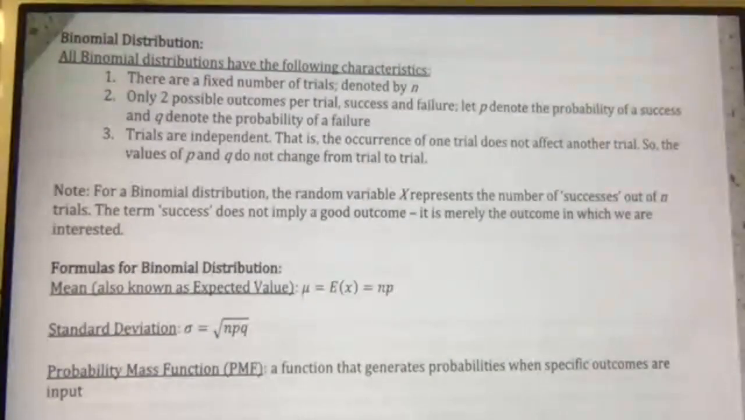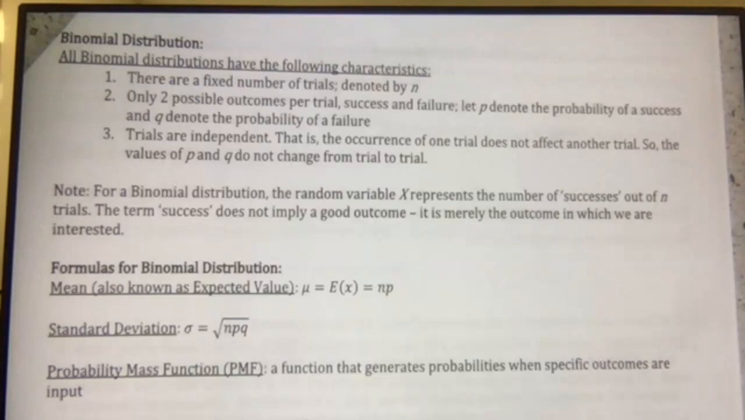All right, so binomial distributions. All binomial distributions have the following characteristics. Going back, we talked about distributions before. Now it's just a specific type of distribution, so we're getting more specific. There's a fixed number of trials, denoted by n. Because bi means 2, there are only 2 possible outcomes per trial, and we call it either a success or a failure, whatever the situation might be.